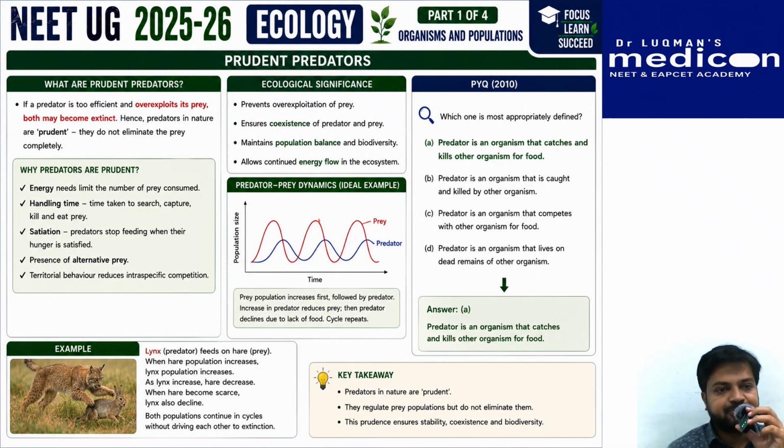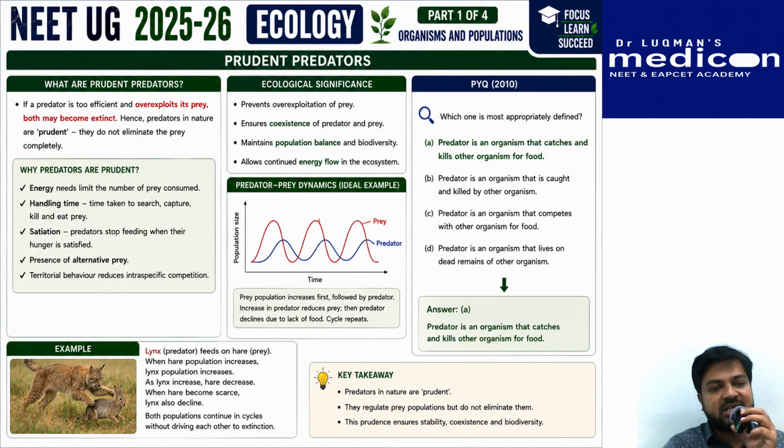Why? Let's see here. So a prudent predator is not going to eat completely. He is going to have some limit there, so that both the species should not go extinct. There is an understanding there. There is a prudence. Why are predators prudent? Energy needs limit the number of prey consumed. Handling time, time taken to search, capture, and kill and eat prey. Satiation, it means satisfaction level. Predators stop feeding when their hunger is satisfied. Presence of alternative prey and territorial behavior reduces the interspecific competition.